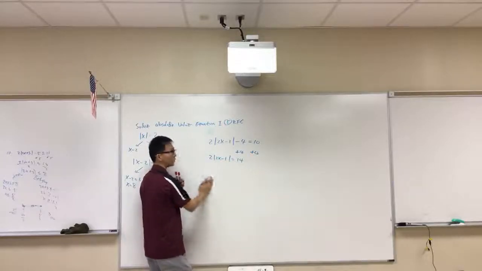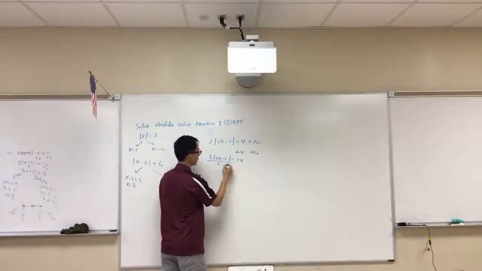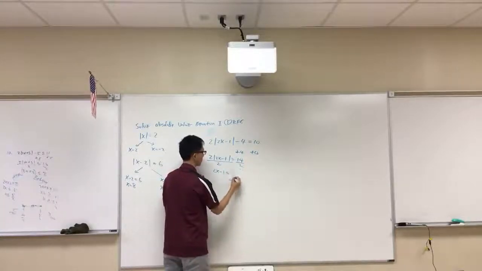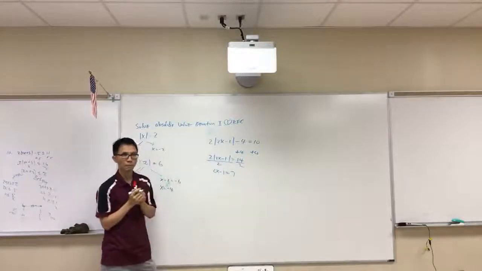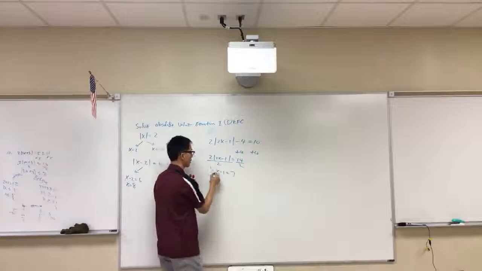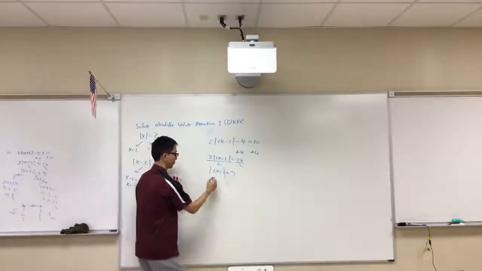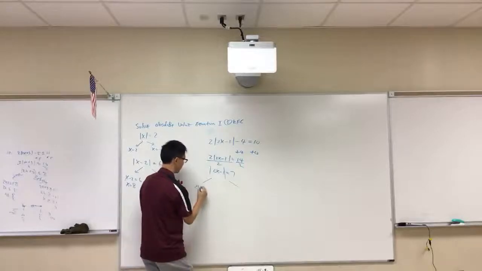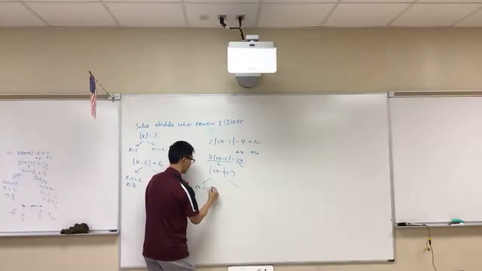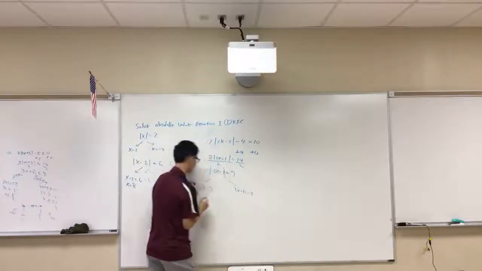What do I do next? Divide by 2 on both sides. Divided by 2, so that's gonna be the absolute value of 2x minus 1 is equal to 7. So those absolute values, still, right? Yeah, it could be 2x minus 1 equals 7, and 2x minus 1 equals negative 7.